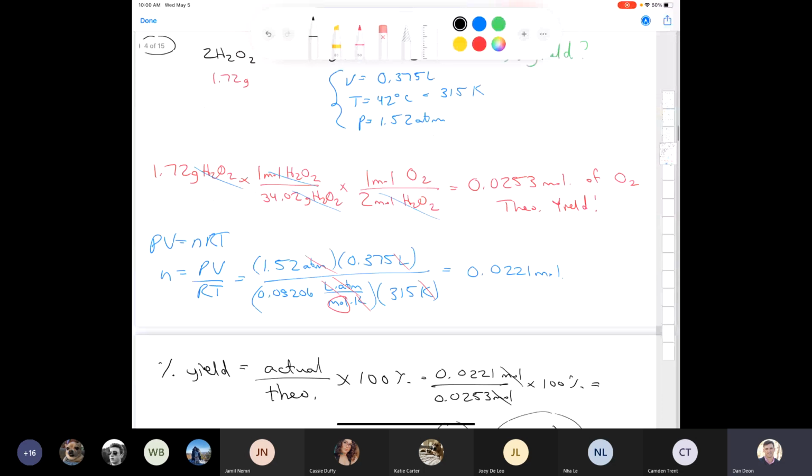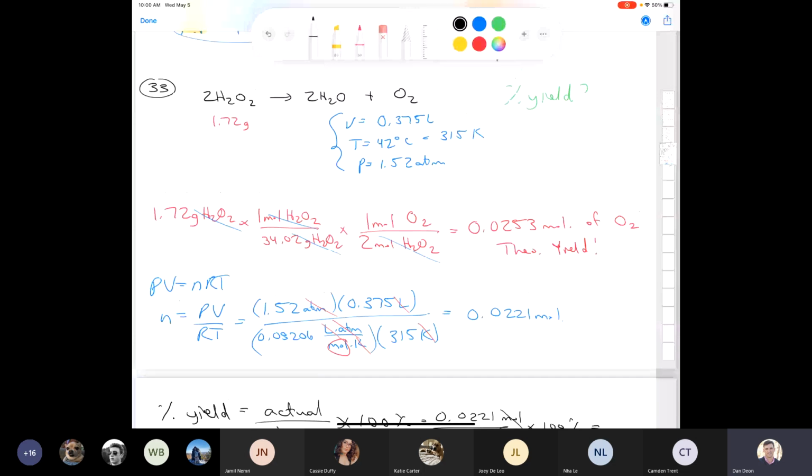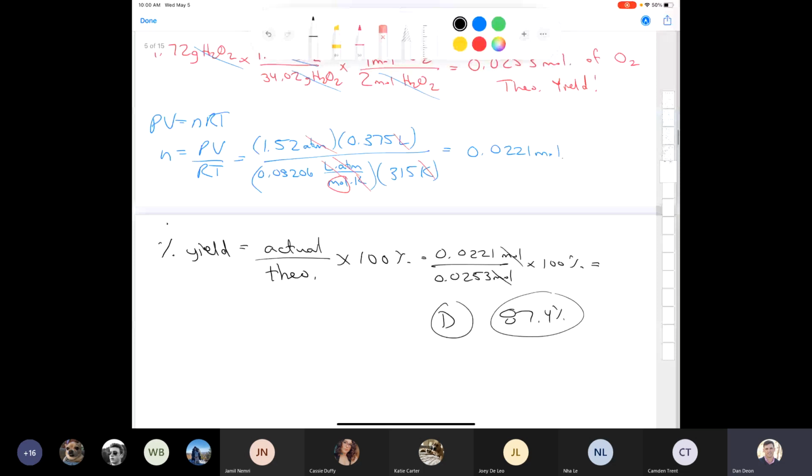So a little problem here of just using what? The ideal gas law to determine the number of moles of a substance, using a little bit of stoichiometry to figure out the theoretical yield, and then knowing the formula for calculating percent yield.